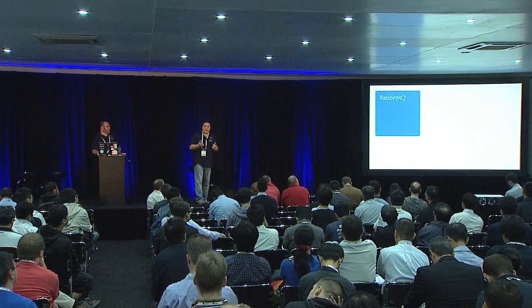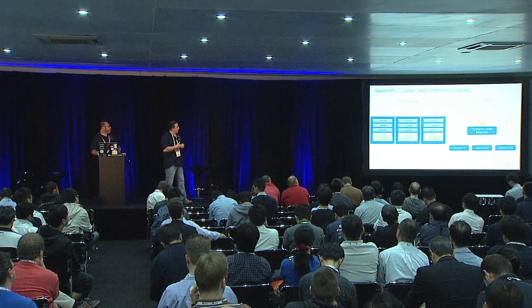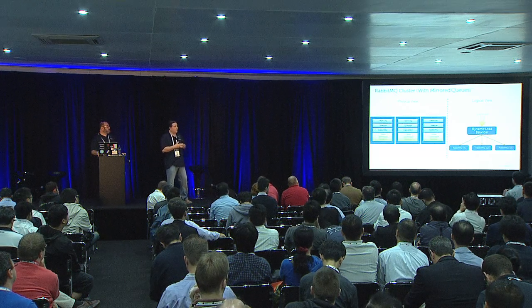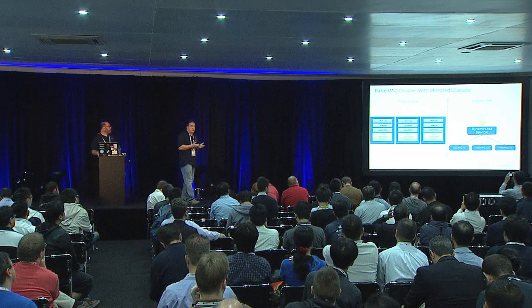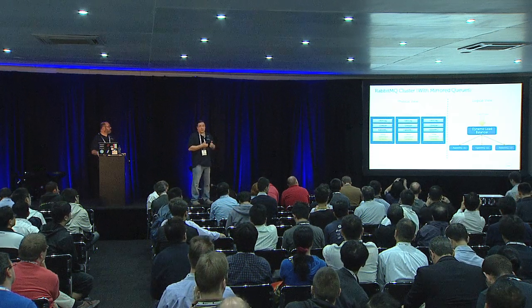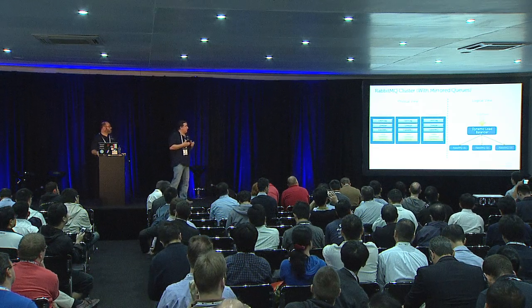So RabbitMQ, the model that we see used in a singular server situation just wasn't going to work. So we took advantage of what was there, and we're using a clustered model with mirrored queues. This works very well for us.